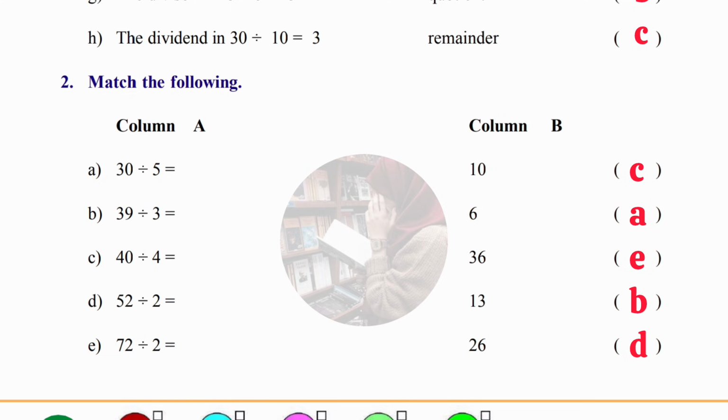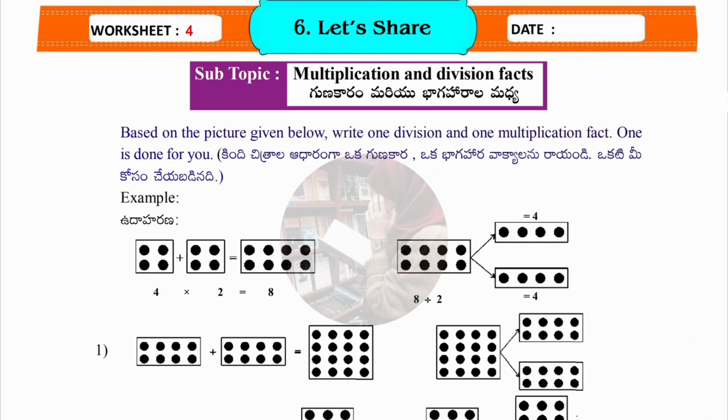Understood? Okay, let's move on to the next worksheet, that is worksheet number 4. Here the subtopic is multiplication and division facts. Okay, let's see the first one. What is given? Based on the pictures given below, write one division and one multiplication fact. One is done for you. Okay guys, here as example we have given one picture.